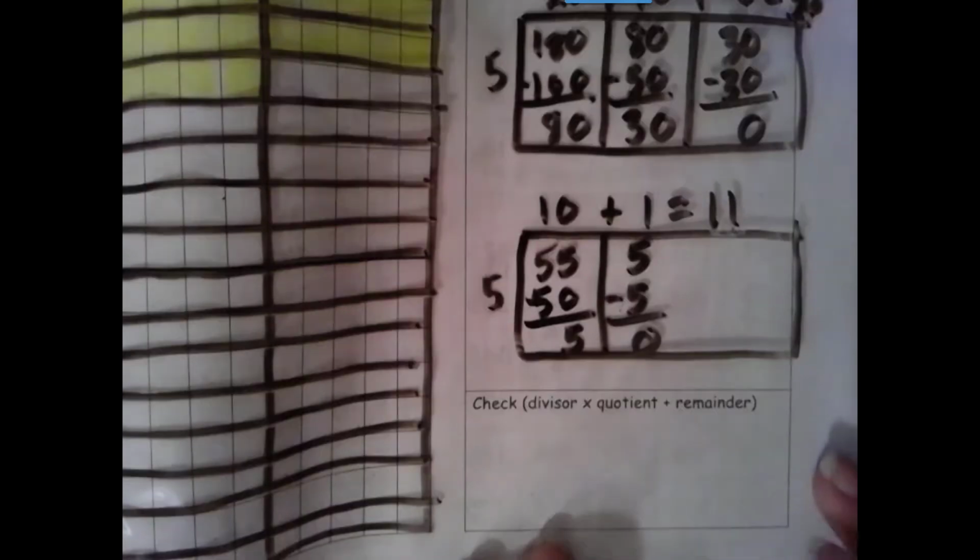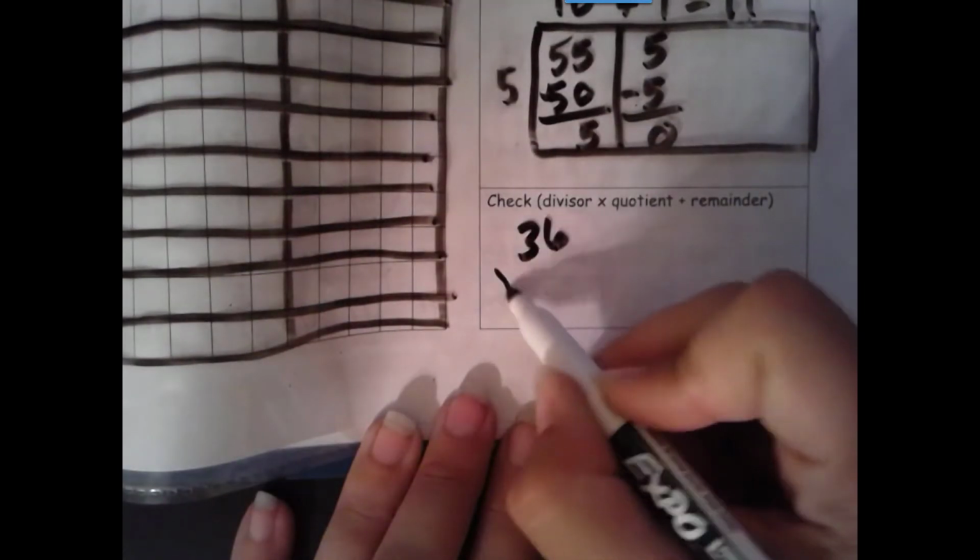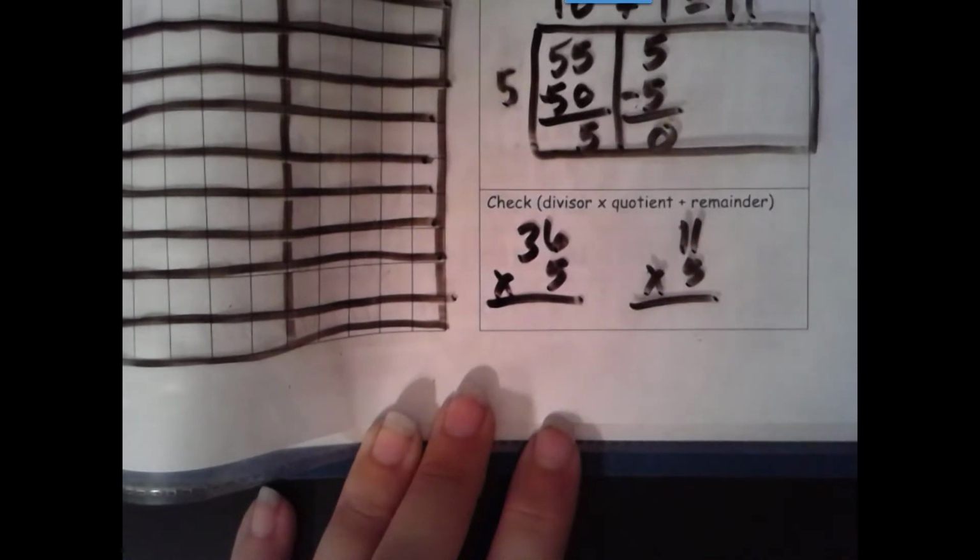Now let's go ahead and check. Divisor times the quotient plus the remainder. Since our remainder for both is 0, and the identity property of addition says when you add 0 it stays the same, we don't need to actually add the 0. 5 times 6 is 30.